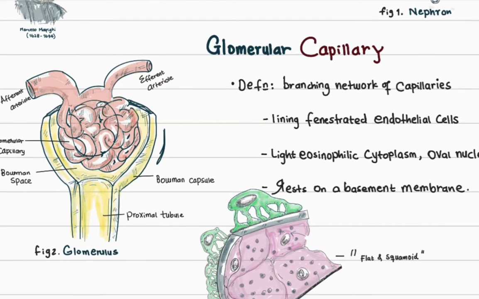The capillary is a branching network of arterioles, whereas the Bowman's capsule is the sac-like structure upon which the glomerular capillary rests, and into which the ultrafiltrate of the glomerulus enters. The Bowman's capsule has a potential space within it called the Bowman's space, or sometimes the urinary space.